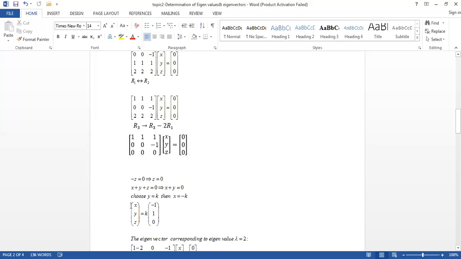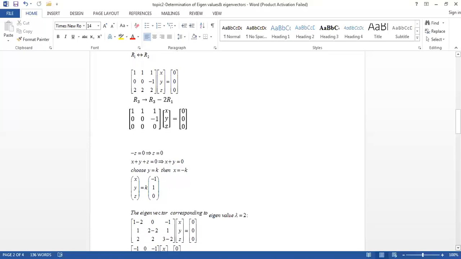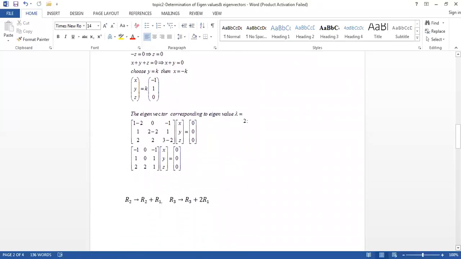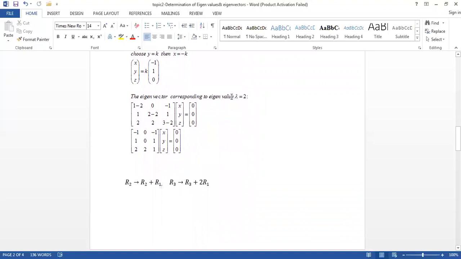So our eigenvector is x, y, z, where x equals minus k, y equals k, z equals 0. So (minus k, k, 0) is the eigenvector corresponding to eigenvalue lambda equals 1. Similarly, let us find the eigenvector corresponding to the eigenvalue lambda equals 2.